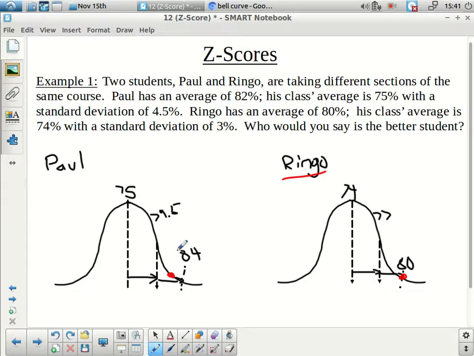Now, it might be nice to know, if Ringo wasn't right here, let's say if he was a little bit back as well, it might be helpful to know exactly where this is. How many deviations ahead of the mean is Paul? Ringo's was easy because it's on the line. How far forward is this? That's really what Z-scores are all about.